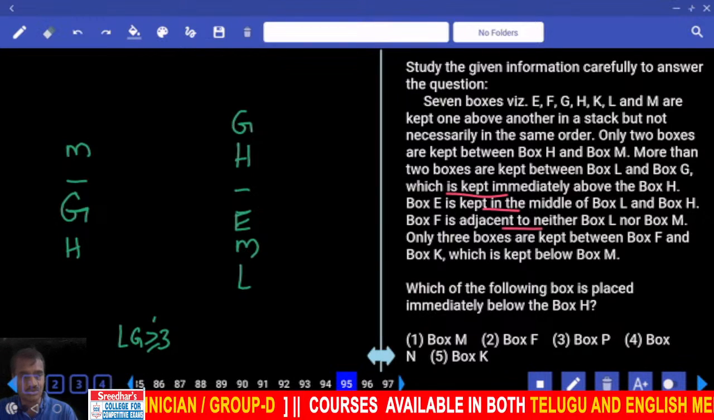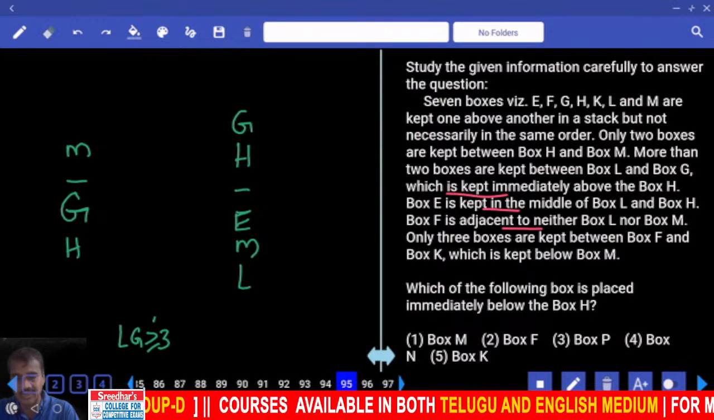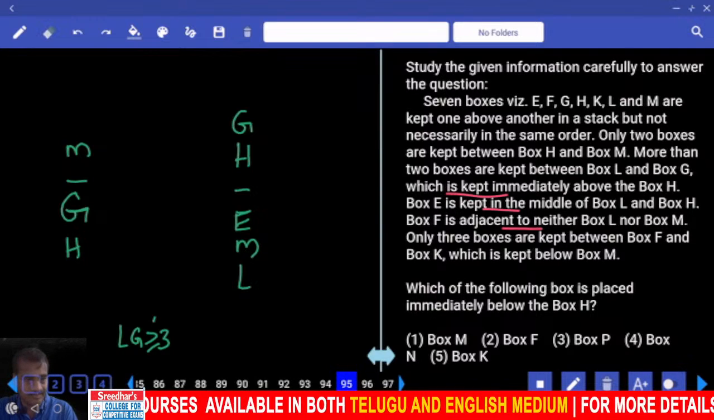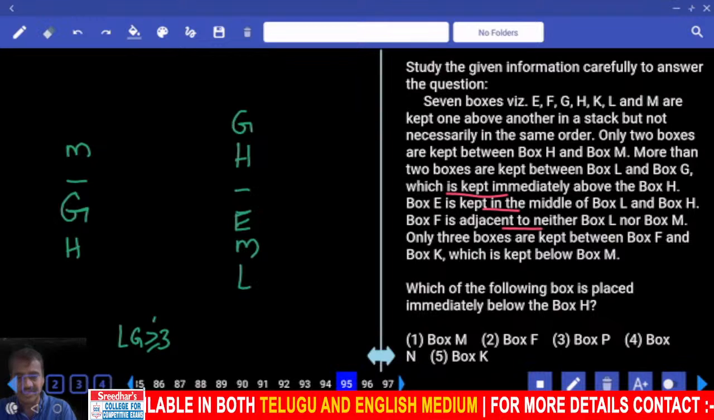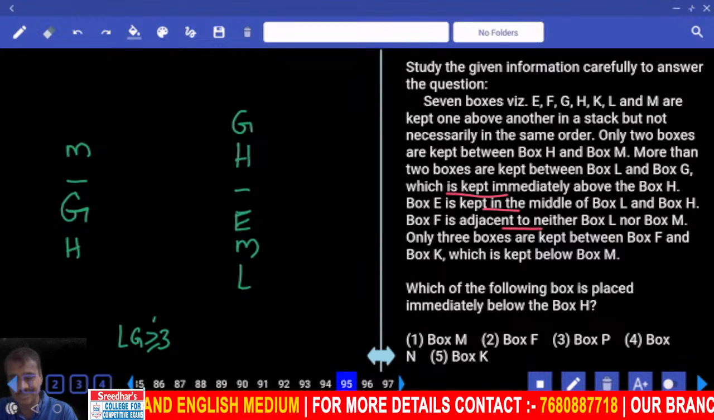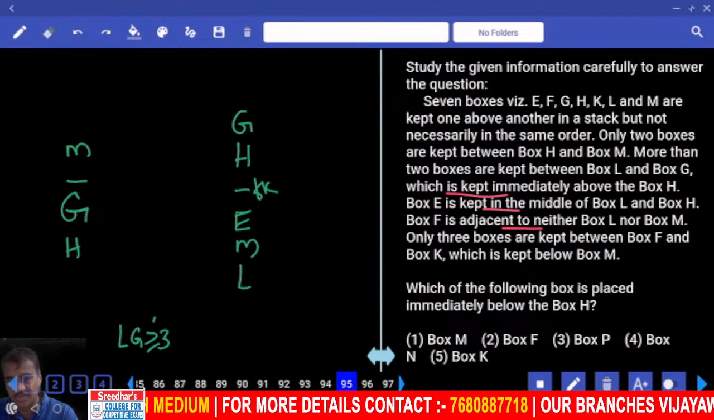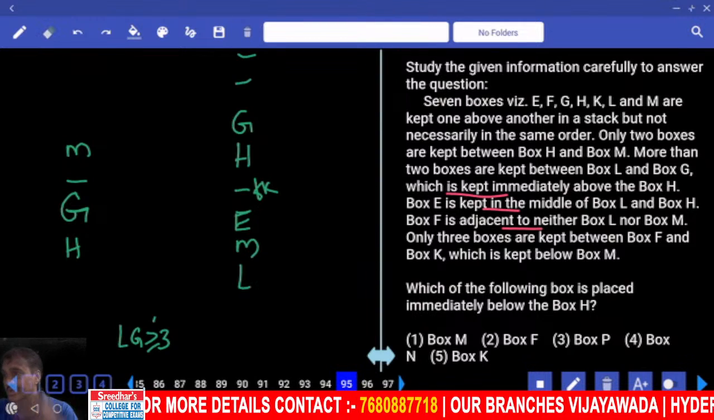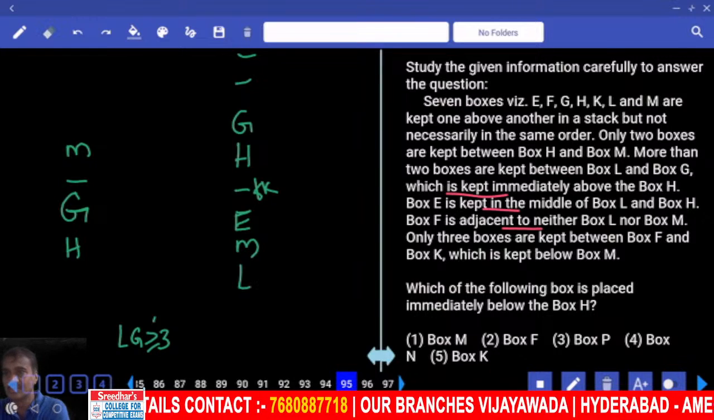F is adjacent to neither L nor M. F is not adjacent to L and M, and only 3 in between F and K. In between F and K, how many were there? There must be exactly 3. Exactly 3 in between F and K, 1, 2, 3, you cannot have above this one. Then you will have more than 7.